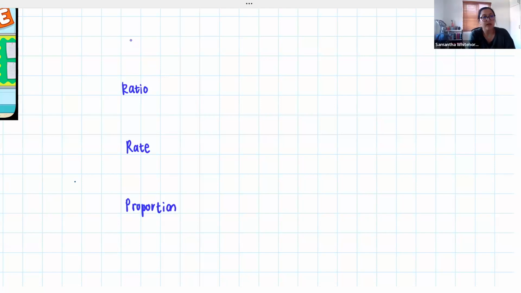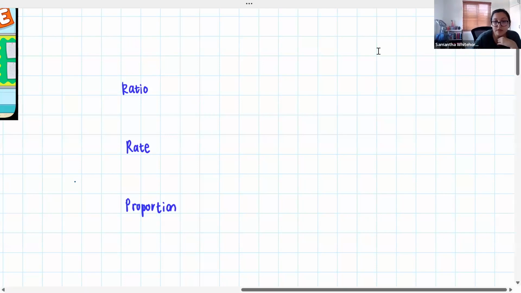Right now, in grade 8, you focus a little more on ratio and rate, not as much on proportion. Proportion comes in more in grade 9, but obviously it's important to just have a general background of what's going on. We're going to focus mainly on ratio and rate today. So we're not going to stress too much about proportion, but just to remind you of what it is.